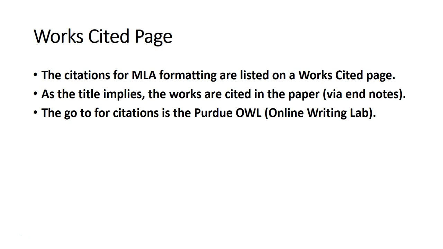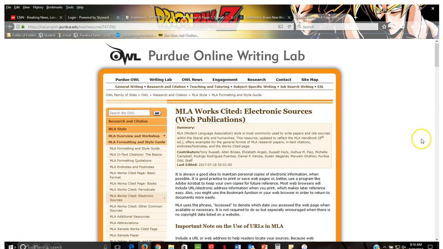Now, the go-to for citations is the Purdue Online Writing Lab. It's an online repository for how to do citations. This is a copy of the page itself. You can see the URL address up here. And then it has all these lovely little pages you can click on, and it'll show you exactly how to do the citations, including how to do endnotes, in-text citations, and more importantly, works cited entries.